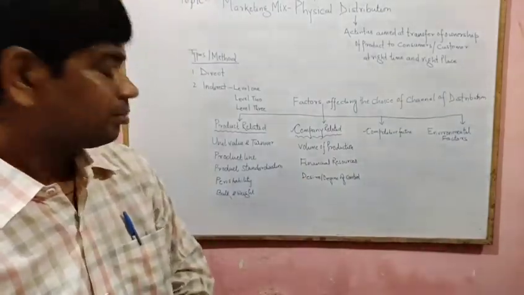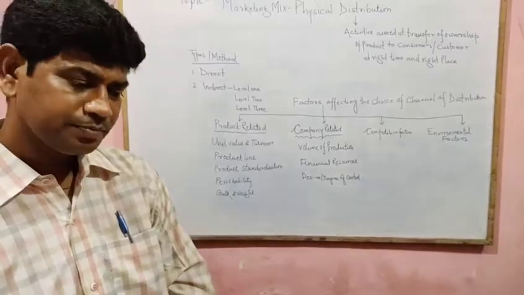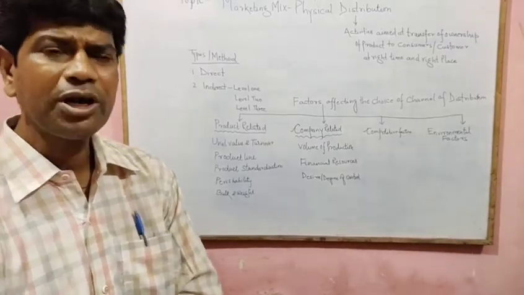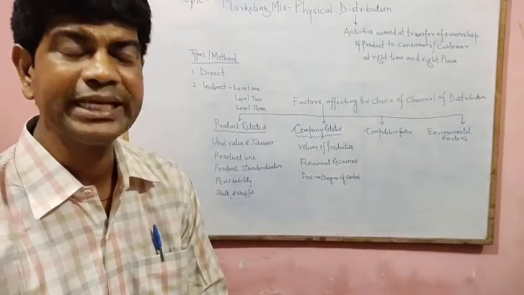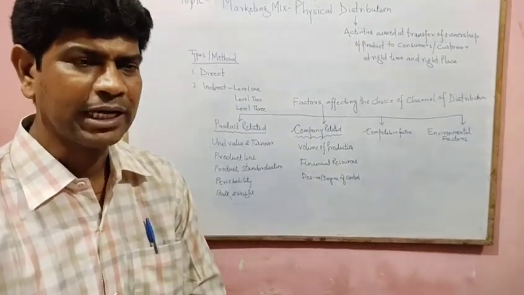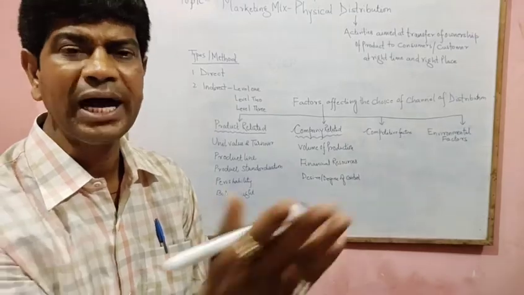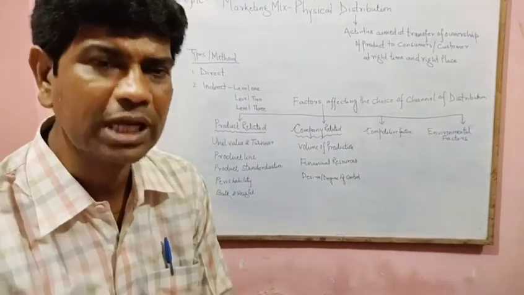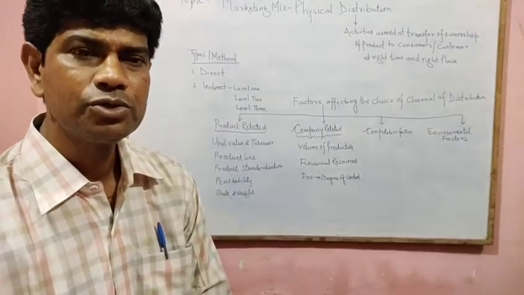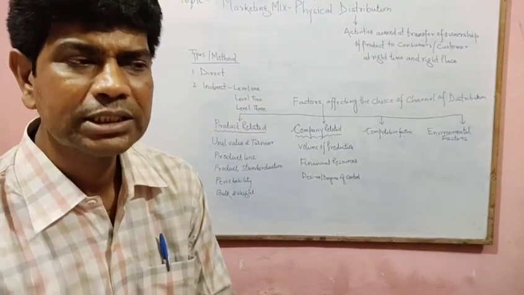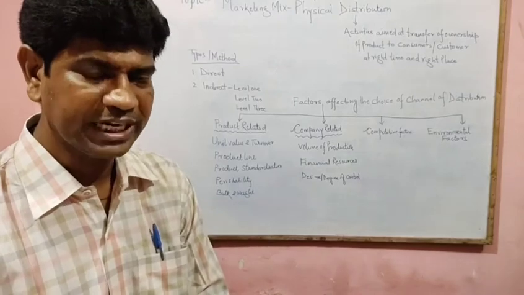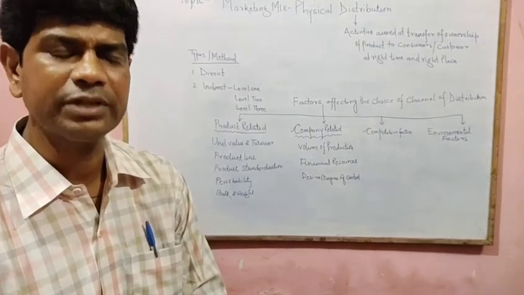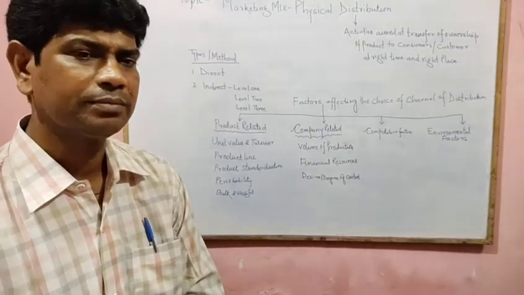Then we have bulk and weight. The products which are very bulky and heavy, like industrial products, or tend to be very complex, are not mobile. They cannot be carried from one place to another. So if a salesman is there, they cannot carry it. It would be very difficult for them to show and carry.